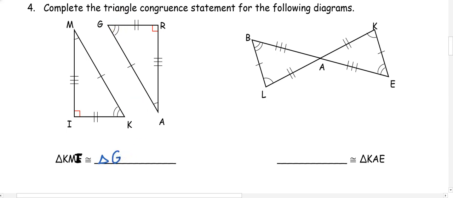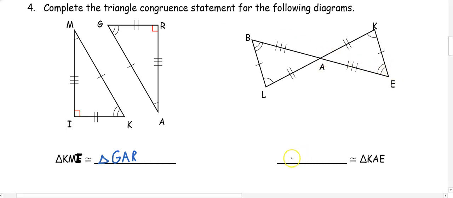So G is the first letter. The second letter is M, which has 1 marking in the angle. A has 1 marking in the other angle. And then I is a right angle and R is a right angle. So they match up together. So we would have triangle KMI is congruent to triangle GAR. In our bow tie problem, we have triangle KAE.